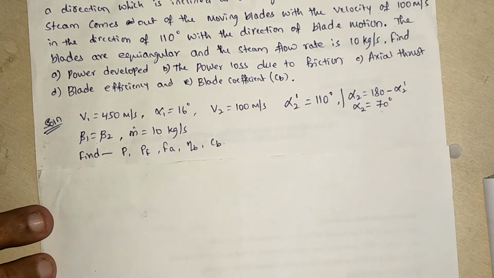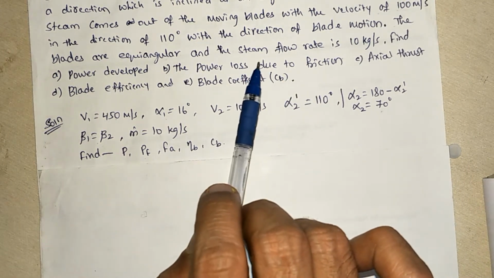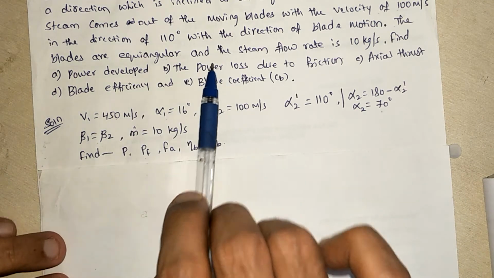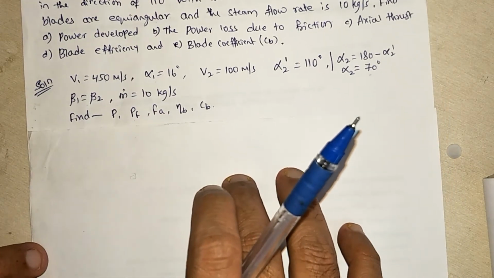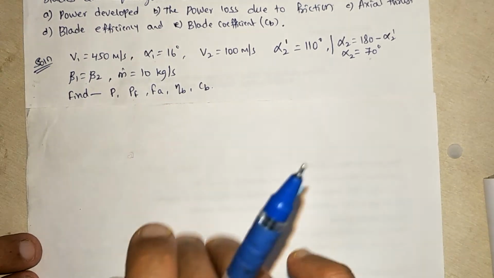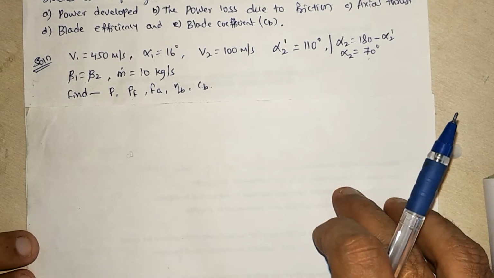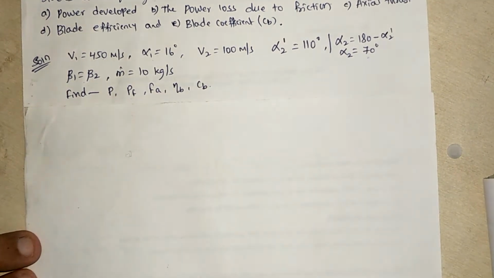So as you can see in this problem, the value of U is not given anywhere in the problem. So to solve this problem, a different technique is used here, right? I will show you how to draw the velocity triangle and how to solve the problem using these given data.